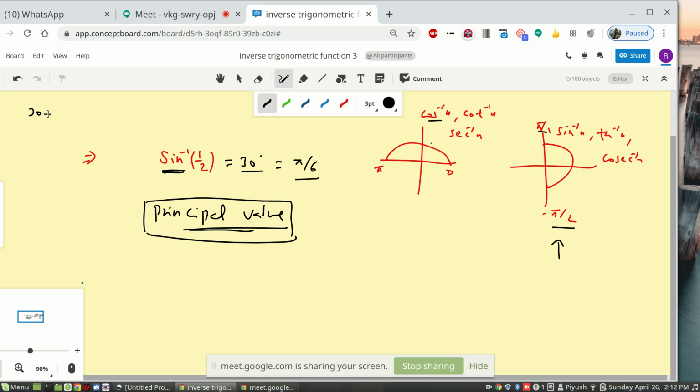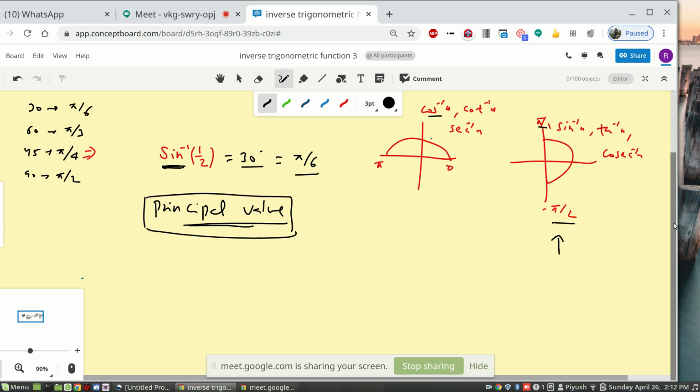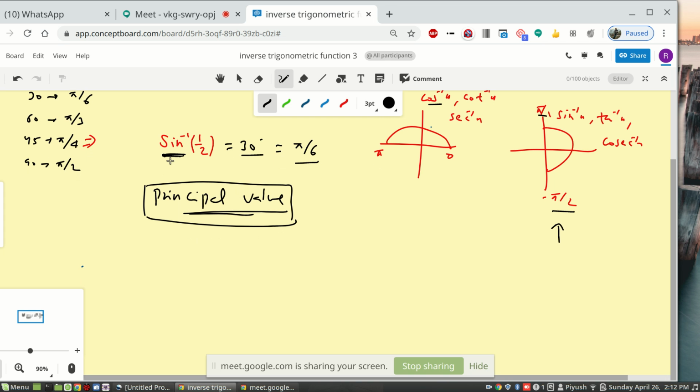A few values you can figure out: 30 is actually pi by 6 all the time. So 60 degrees is actually pi by 3, 45 degrees is pi by 4, and 90 degree is pi by 2. These are the famous angles that are going to come again and again. So let's move on to the next question. I hope everyone got it. So for sine inverse 1 by 2, you have to ask the question: at what angle is sine theta this value, 1 by 2? That angle is 30 degree.